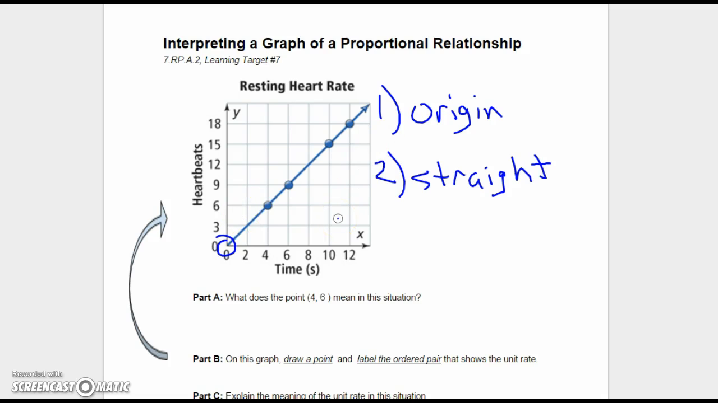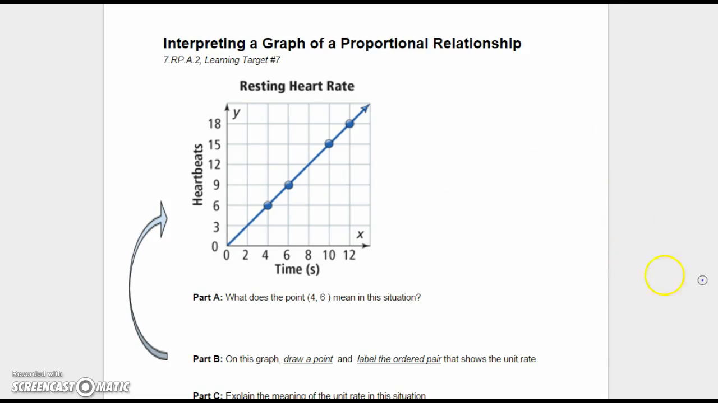So tomorrow, when you're given a graph, or you make a graph, and you're asked, is it a proportional relationship? You have to say yes because it starts at the origin and it's a straight line. You have to say both of them. If neither one of those is true, you can say no, it doesn't start at the origin, or no, it's not a straight line. But if the answer is yes, make sure you say both. It starts at the origin and it's a straight line.